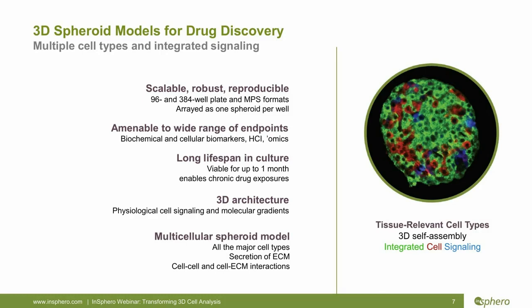The most physiologically relevant spheroid models, however, are comprised of all the cell types that form a particular tissue. And for the purposes of this talk, we will refer to them as multicellular spheroids. Multicellular spheroids can be constructed from the co-culture of different cell lines. They can be derived from human stem cells, or our personal favorite, they can be reconstructed from primary cells isolated from human donor organs.